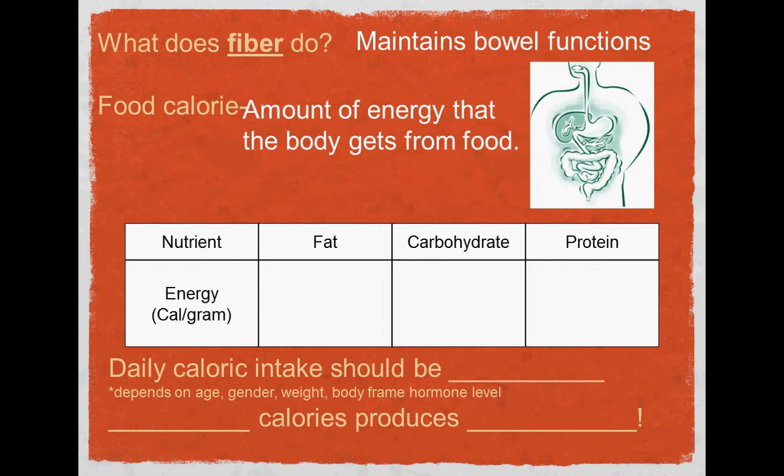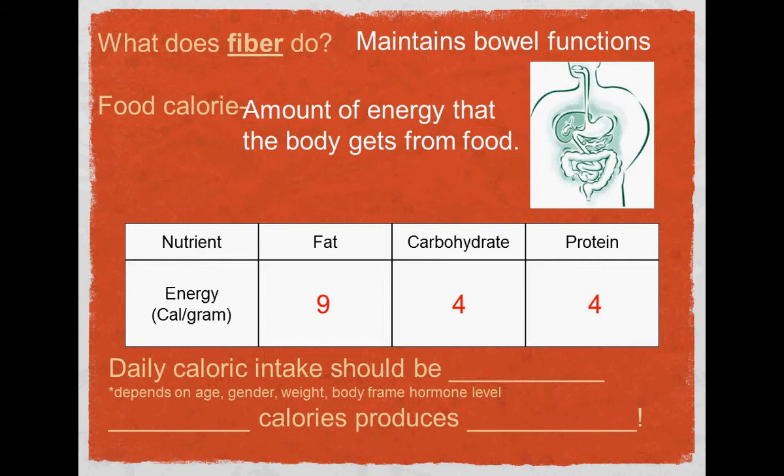1 gram of fat, which is a pretty small amount, contains how many calories, Michael? 9. Yeah, it contains 9 calories per gram. And then proteins and carbohydrates, Jaden, do you know how many calories they have? Yeah, they each have 4 calories for every gram that you have. So if you have a certain food and it tells you how many grams of protein or carbohydrates there are, you can figure out how many calories that represents.